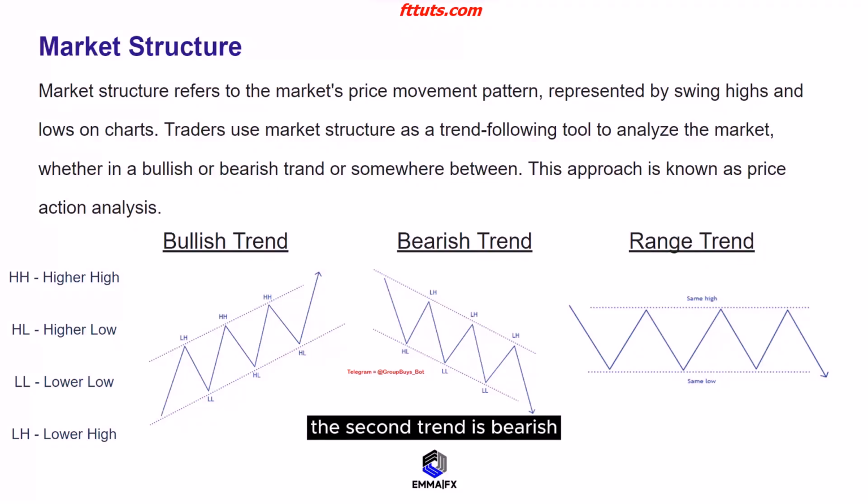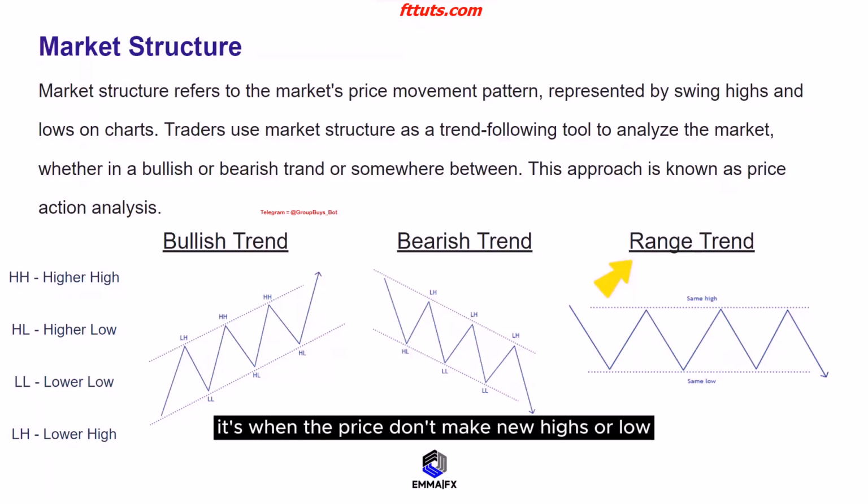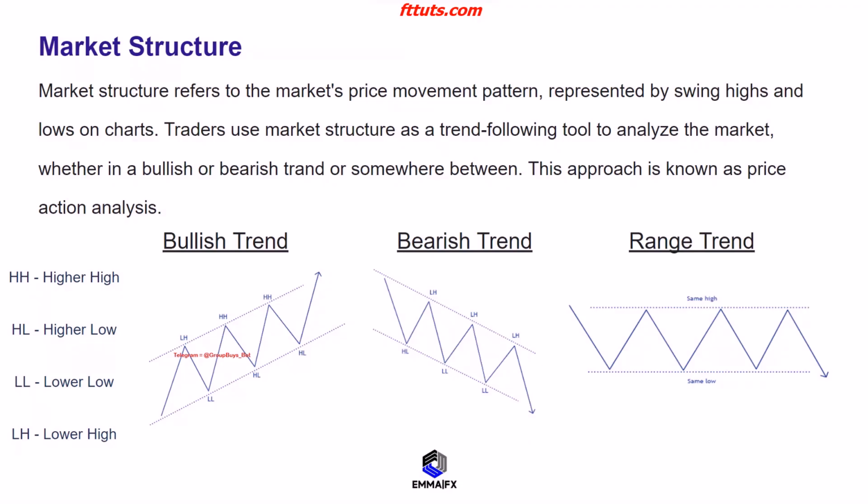The second trend is bearish. It consists of a higher low, lower high, lower low, and lower high, lower low, and lower high, and so on. It breaks the structure lower every time, and it shows us that it is in a bearish trend. The third trend is a range. It's when the price doesn't make new highs or lows, it's in the same area.